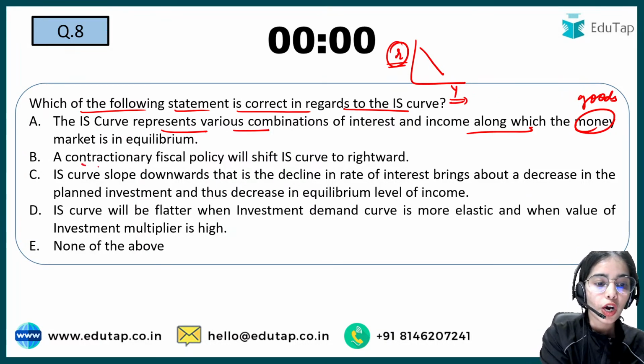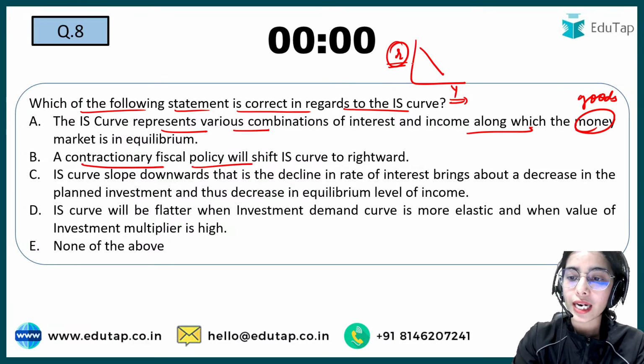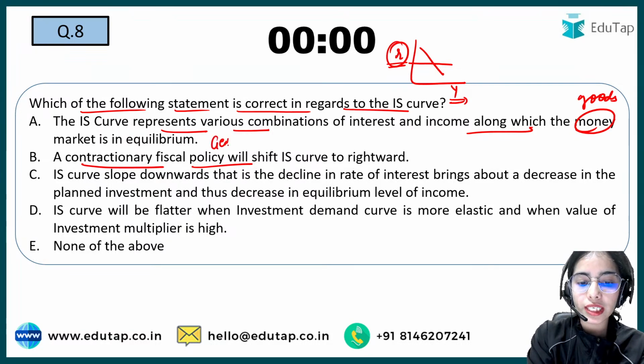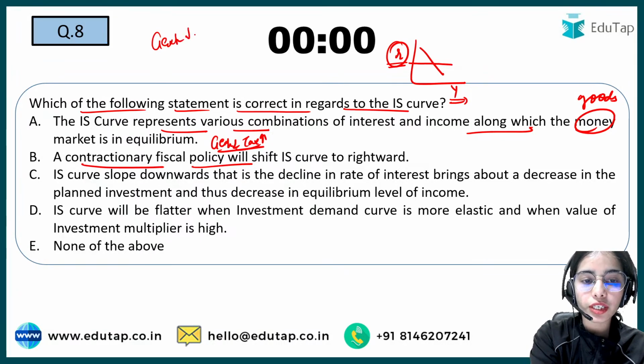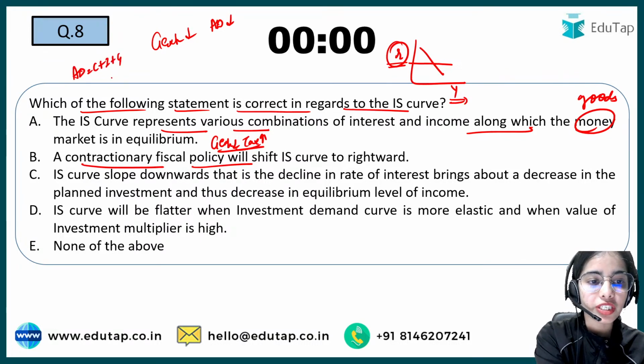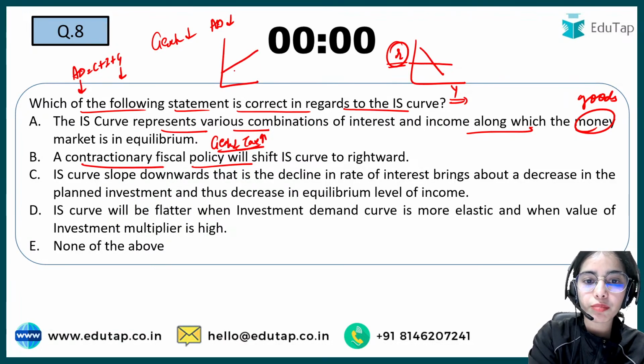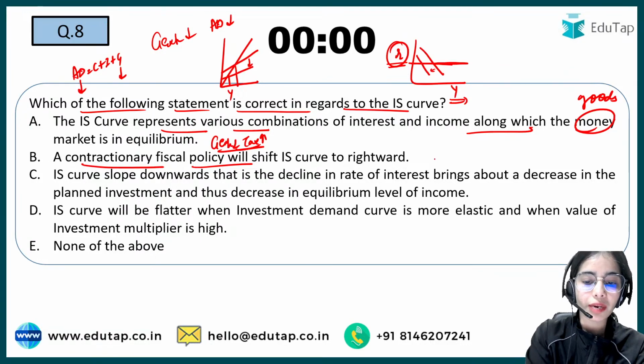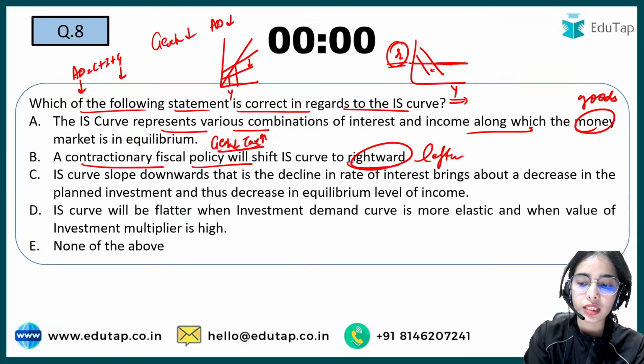A contractionary fiscal policy, that means at the same rate of interest, government expenditure is reducing or the taxes are increasing. If the government expenditure is reducing, that means the aggregate demand is reducing. Aggregate demand is equal to consumption plus investment plus government expenditure. This is aggregate demand, this is aggregate supply. If the aggregate demand is reducing, that means the level of income is reducing. So at the same rate of interest, the level of income has reduced. So that means there is a leftward shift in the IS curve.